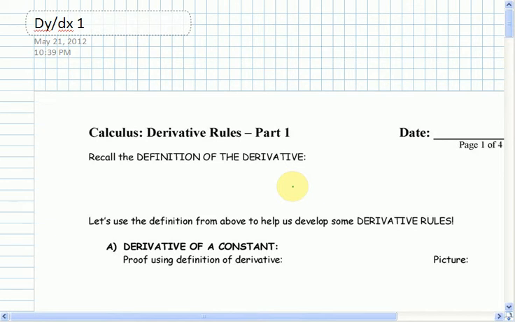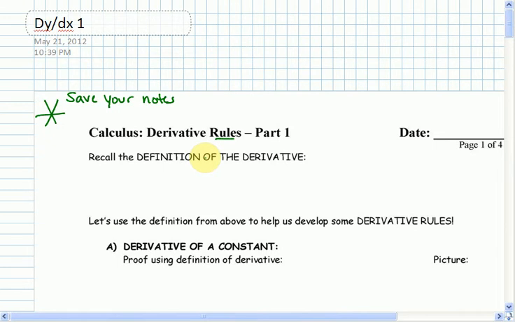Okay, I'm going to ask you, please save your notes for this section. You will use this a lot. We are going to talk about what we call derivative rules, and this is part 1 of 2. I will show you 2 sets of rules that I hope you will find very, very useful.